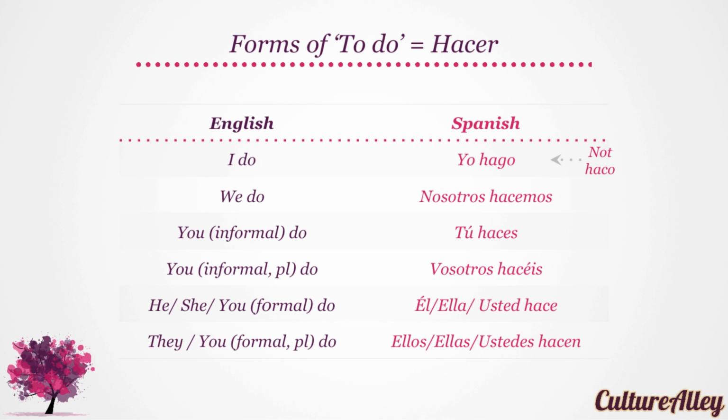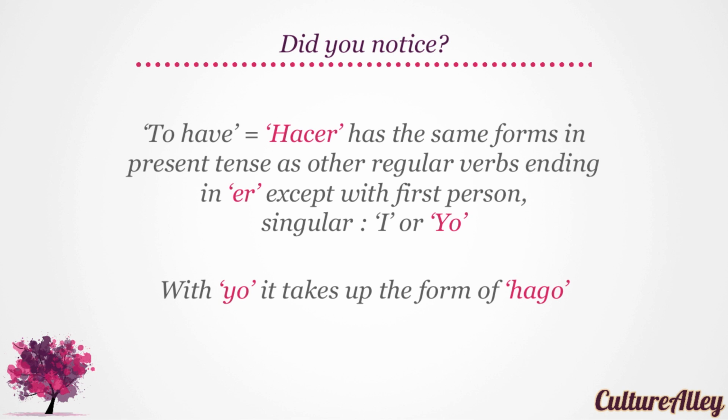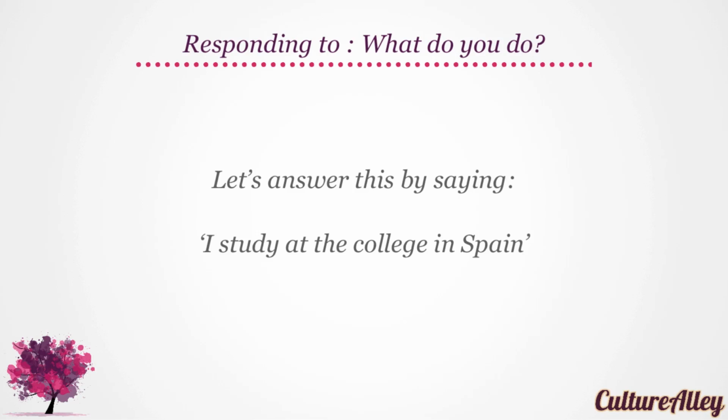Great! Remember that to do or hacer has the same forms in present tense as other regular verbs ending in er, except with first person singular form, I or yo. With yo, it takes up the form of hago. Very good. Let's answer what do you do by saying I study at the college in Spain.